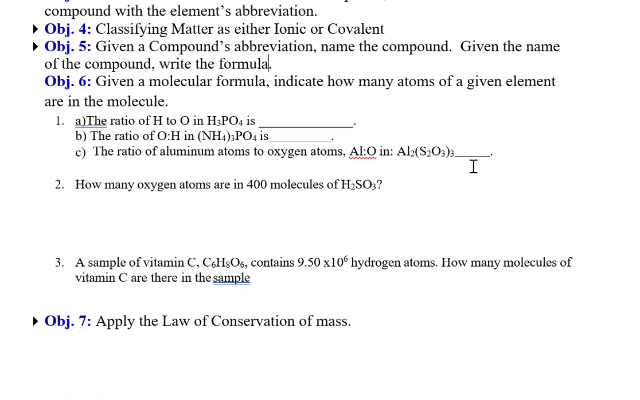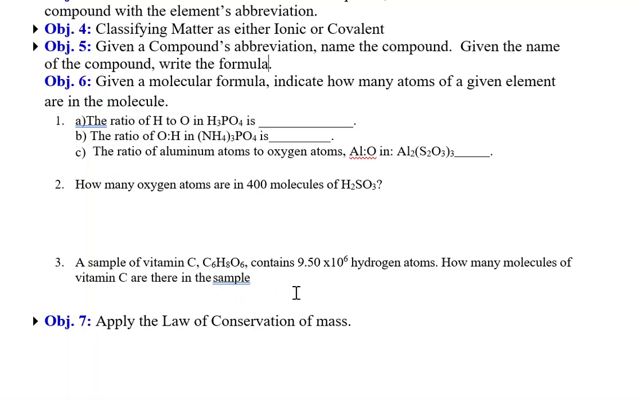All right, now I want to do some real simple math. If I want to know how many oxygen atoms are in 400 molecules of H2SO3, for every 1 molecule I have 3 oxygens. So I'm going to take 3 and multiply it by 400 to get the number of oxygen atoms in 400 molecules. So 3 times 400, 1,200 oxygen atoms.